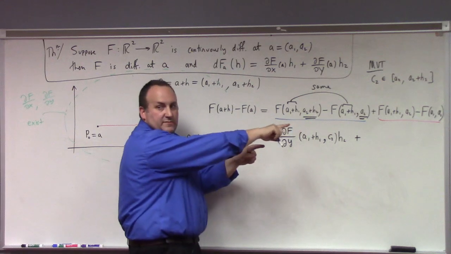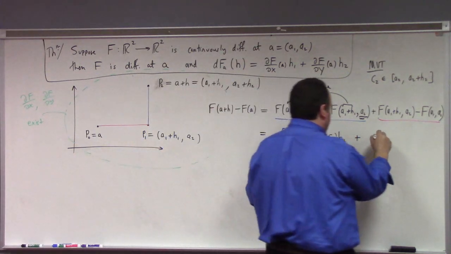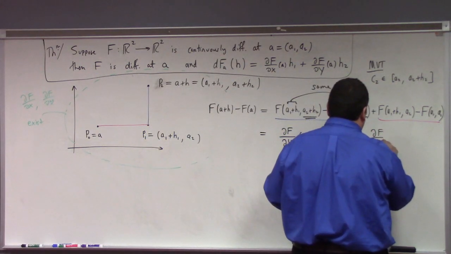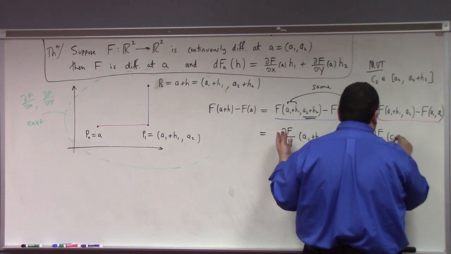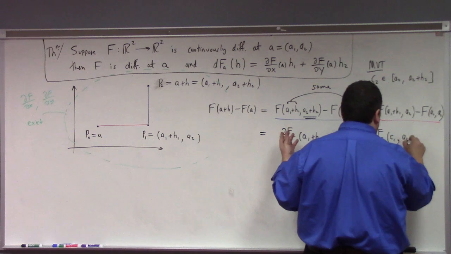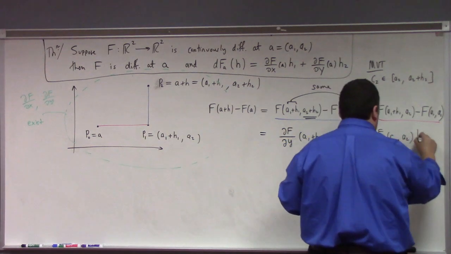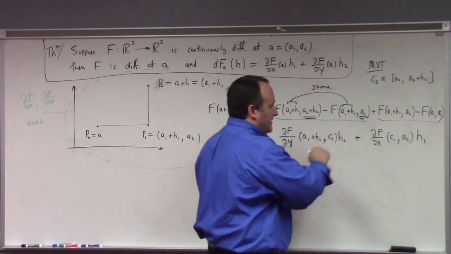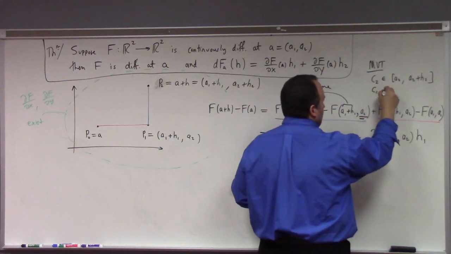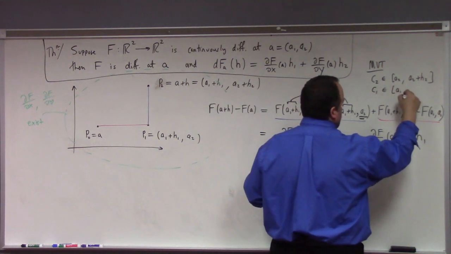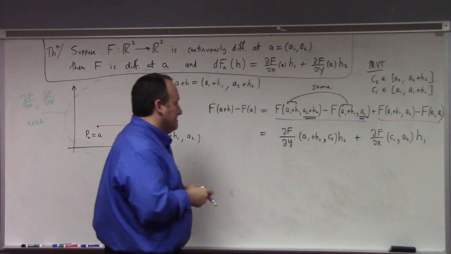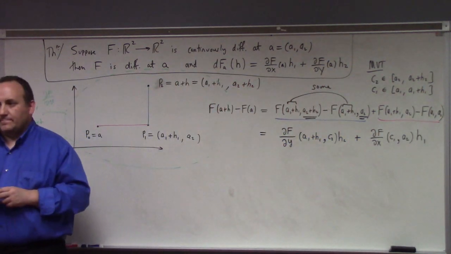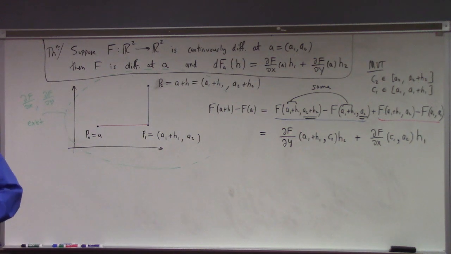And then by the mean value theorem, applied to the x partial derivative over there, we have partial f, partial x at the point c1, a2, and then a2 is fixed. And that all gets multiplied by h1 because that's the length of that interval. And here c1 is an element of a1 to a1 plus h1. So this is the mean value theorem.